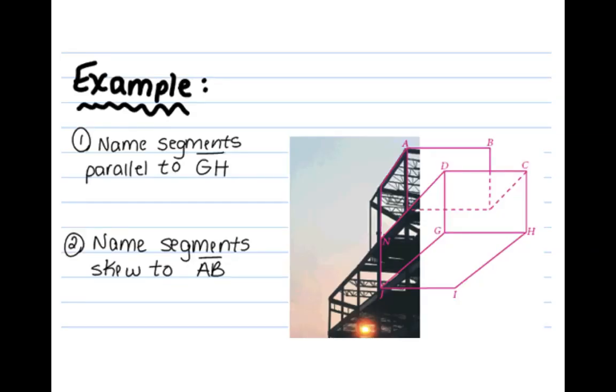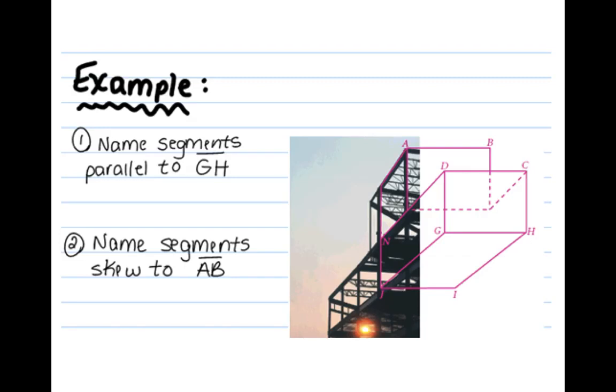Okay. So let me give you an example of some skews, or you guys give me some examples of some skews. I drew over here these different boxes here, and so let's name some segments that are parallel to GH. So who can tell me a segment that's parallel to GH here? Which one? DC is a great example. DC is parallel to GH. What else you got?